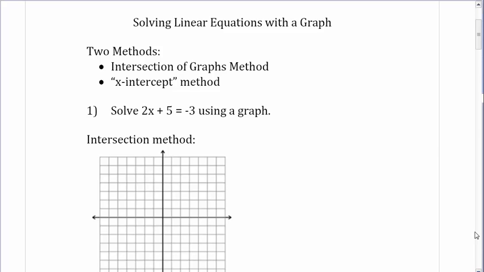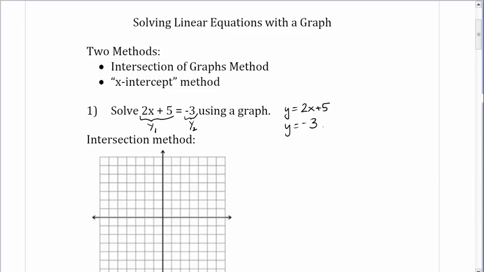So the first method that we could use is called an intersection of graphs method. And basically what that means is that we're going to use each side of the equation to create a separate graph and then look at the two together to come up with the solution. So I'm going to take this left side of the equation and call that one of my y equations, and this one is my second one. So I'm basically taking one equation and splitting it into two. y equals 2x plus 5 and y equals negative 3.